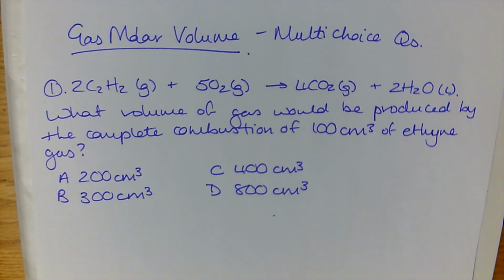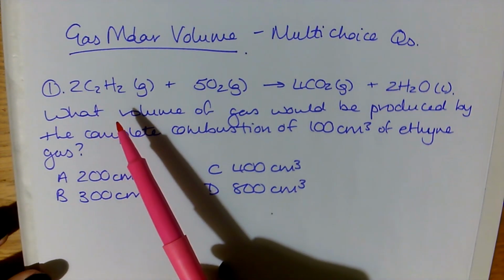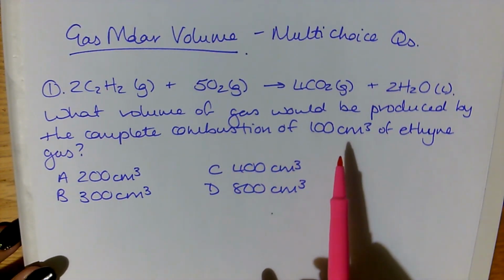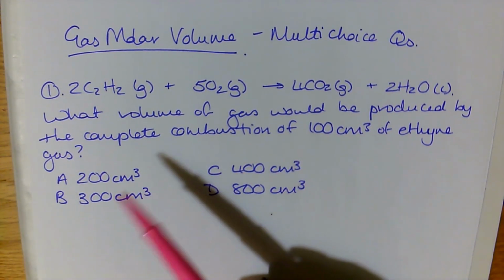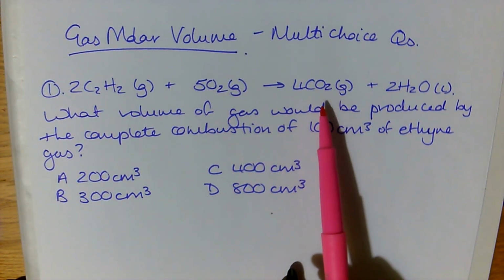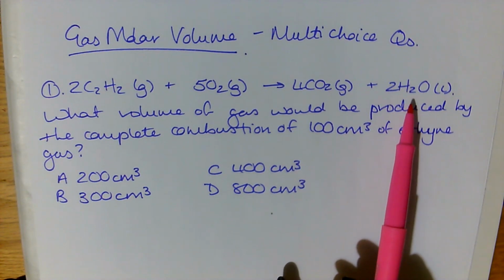The first type of molar volume calculation or question that you might come across is in the multiple choice questions, and here you might have a question like this that says what volume of gas would be produced by the complete combustion of 100 centimetres cubed of ethane gas. So here we have ethane gas burning in excess oxygen to give us carbon dioxide and water.